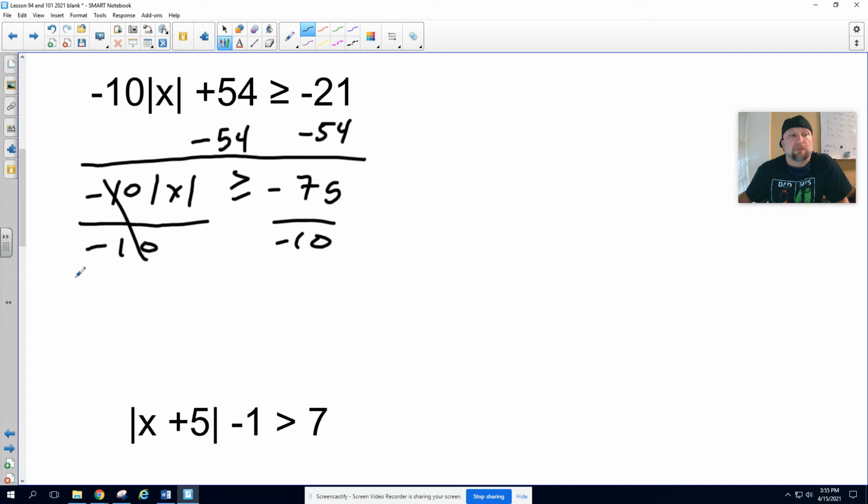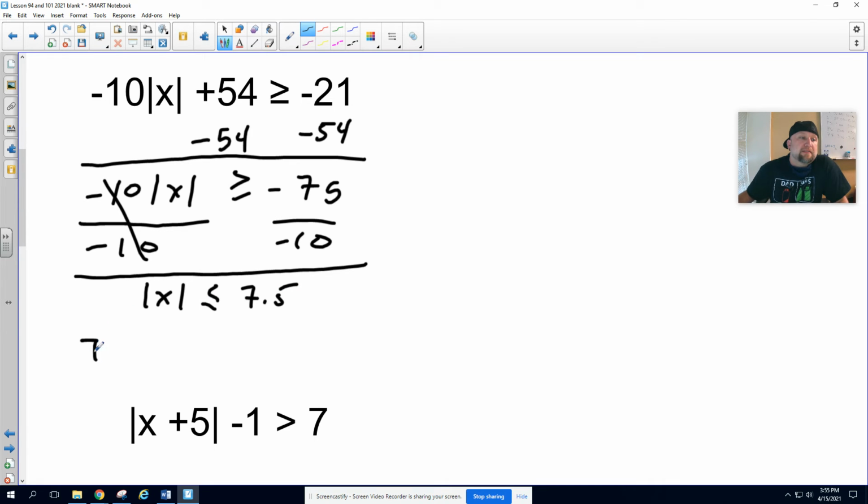Dividing by a negative, so right away flipping that sign. So we've got the absolute value of x is less than or equal to 7.5. So we know that -7.5 is less than or equal to x, less than or equal to +7.5. So we don't want to worry about that. Here we had a greater than, so it would have been an or statement, but because we divided by a negative, that flips the sign. So like I said, don't worry about the sign when you start. Okay. So we can graph this.